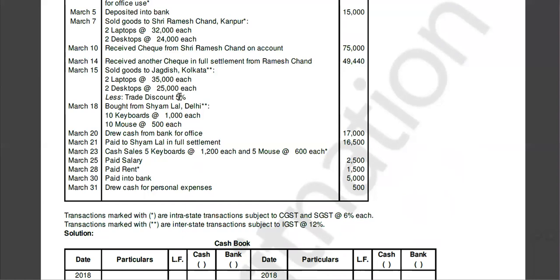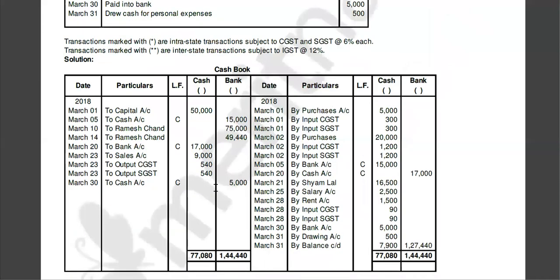Six, then seven, paid to Shyamlal. Okay. Then salary account, rent account, cash deposit for personal use. This is also entered in drawing account. These are all the accounts we have to prepare. See the trial balance.